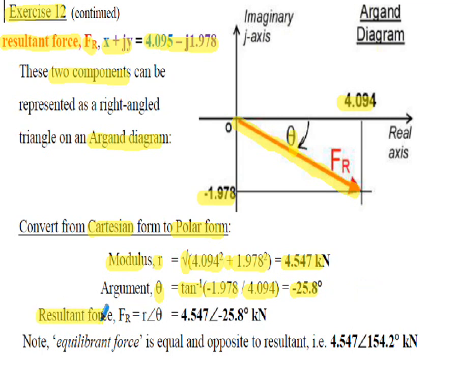So our resultant force, Fr, in terms of polar form, our argument theta, can be written as 4.547 argument negative 25.8 degrees, and that's in kilonewtons. The question also wanted us to state the equilibrium force, and that's equal and opposite to the resultant force. So in this case that will be 4.547, and adding 180 degrees to negative 25.8 will give us an argument of 154.2 degrees. So in other words, the equilibrium force would be in this sense here, opposite to that of Fr.